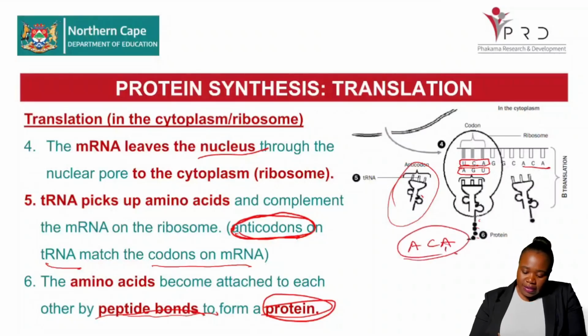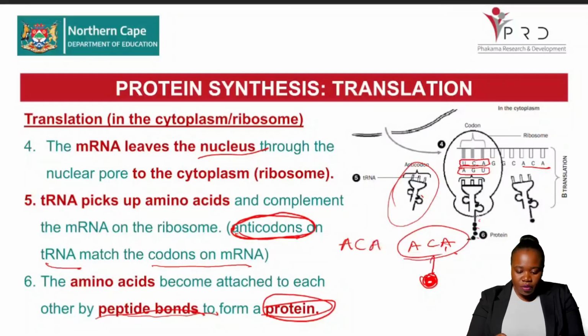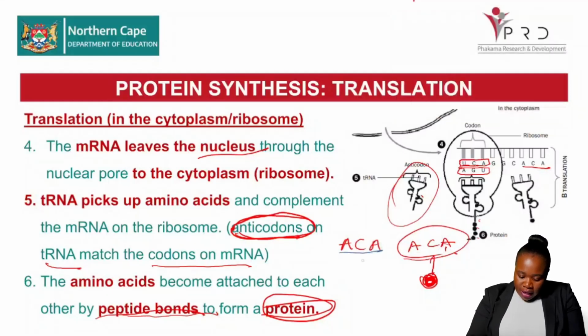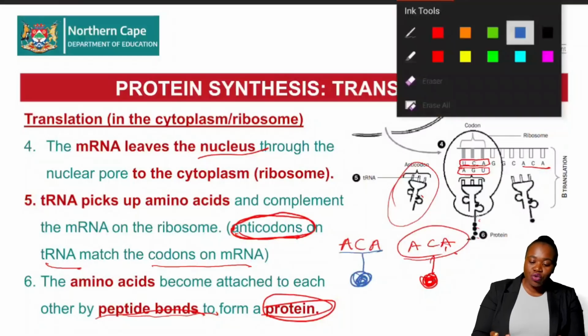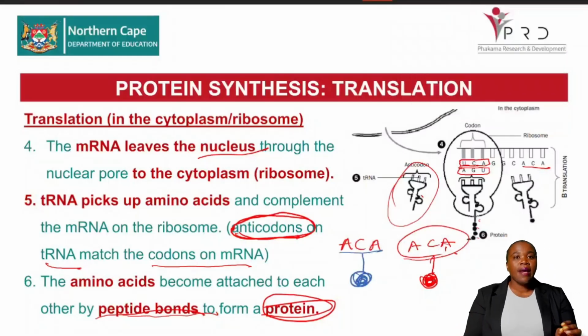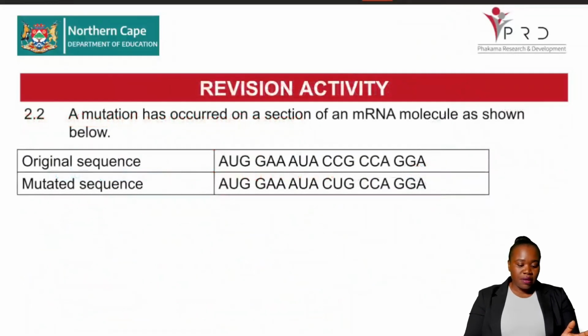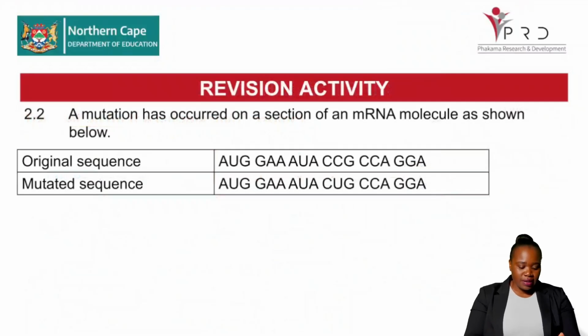Meaning that you can see ACA and it will bring in a certain amino acid, and you can still see ACA again, but that ACA would then bring in a different amino acid from the previous one. So you would find that you have ACA, but the amino acid is now different. As we can see, I have color-coded them, but they would still be bringing in the same amino acid. So you should remember that the amino acids might be different, but the codon or the anticodon would still be the same.